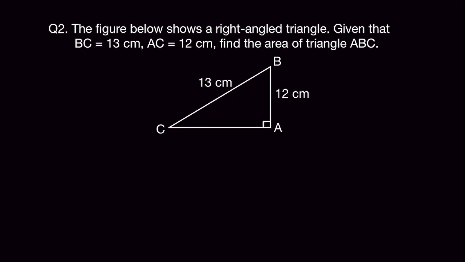Okay, so now let's look at question 2. Question 2 says that we are looking at a right-angled triangle below. Given that BC is 13 cm and AC is 12 cm, we want to find the area of triangle ABC. The method that we will use to solve this question would be using Pythagoras theorem.